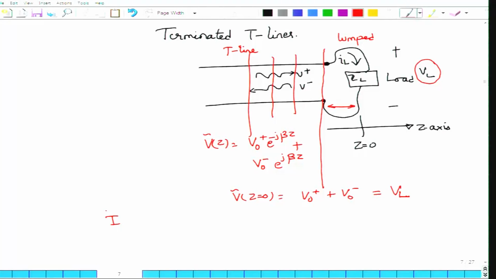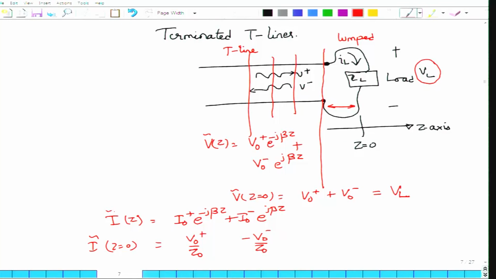In one of the exercises you must have derived the current phasor, which is given by I0 plus e to the power minus j beta z plus I0 minus e to the power plus j beta z. You must also have derived I0 plus and I0 minus to be V0 plus by Z0 and minus V0 minus by Z0, with the phase factors going to 1 because we are considering z equal to 0. So, the current phasor at z equal to 0, which gives the total current on the transmission line as it approaches the load, is V0 plus by Z0 minus V0 minus by Z0, which will be equal to the load current IL.